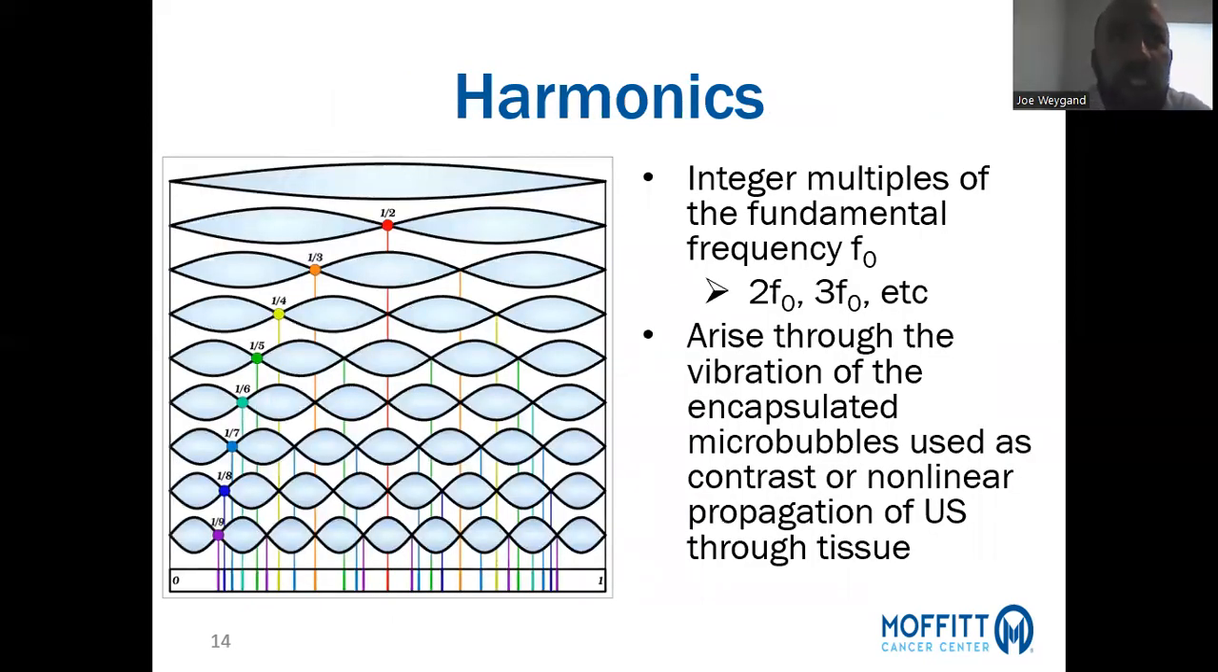Another application of ultrasound is that of harmonic imaging. If you remember back to first year physics, the harmonics are integer multiples of the fundamental frequency. If we call the fundamental frequency F0, this would correspond to 2F0, 3F0, all the way up. And in ultrasound, these harmonic frequencies are generated by the encapsulated microbubbles that we use as exogenous contrast, or in non-contrast studies, through the nonlinear propagation of ultrasound through tissues.